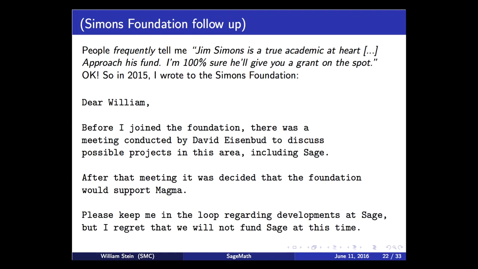So when I mention issues with funding, people often tell me things like the following. This is an exact quote from somebody. Jim Simons is a true academic at heart. Approach his fund. I'm 100% sure he'll give you a grant on the spot. So I got enough of people telling me that I wrote in 2015 to the Simons Foundation and just got an email back that kind of reiterated what had happened in 2012.